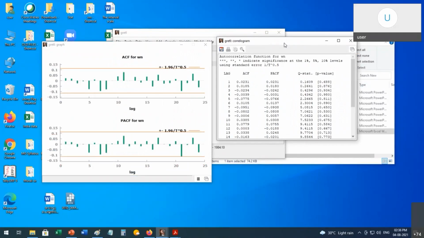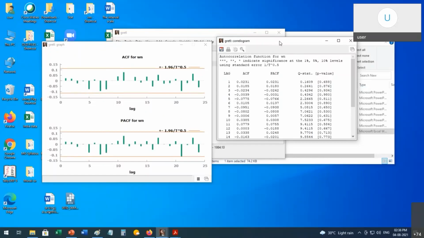Clicking OK, we get 2 windows. One is the graph of ACF and PACF. And in the morning session we saw this one. All the autocorrelation coefficients and the partial autocorrelation coefficients are within the 95 percent confidence level.